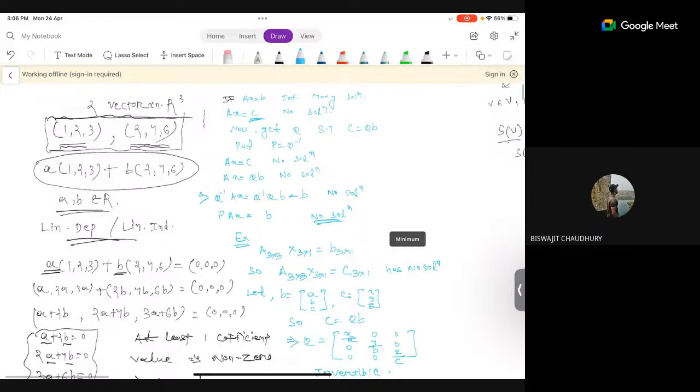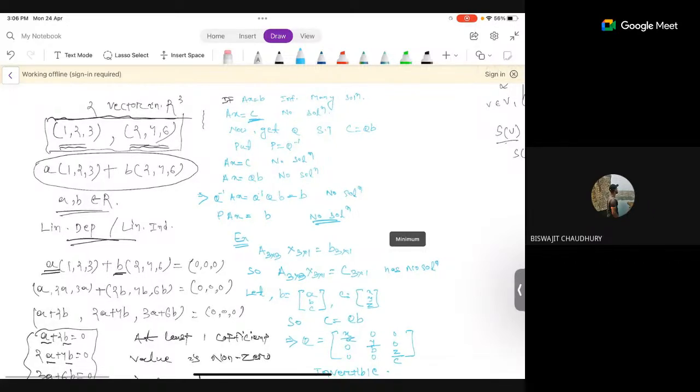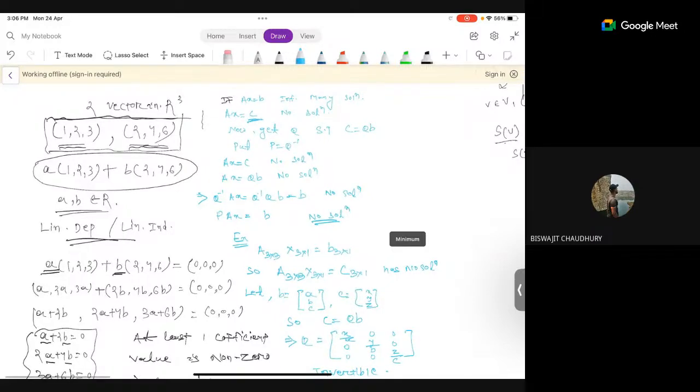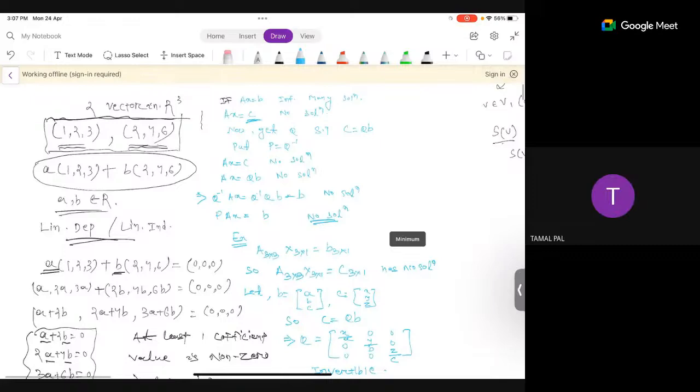Okay, so actually, see here, there exists some column vector C for which AX equal to C has no solution. You can just think about it. What about AX equal to B having infinitely many solutions? That means the rank of A will always be less than the minimum of columns or rows for A.